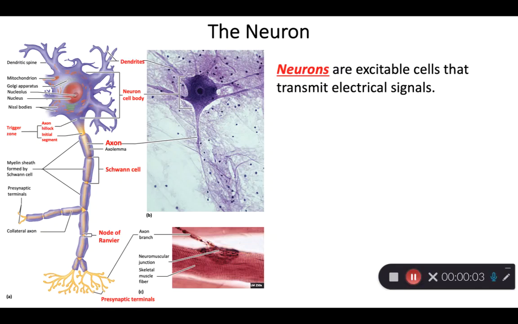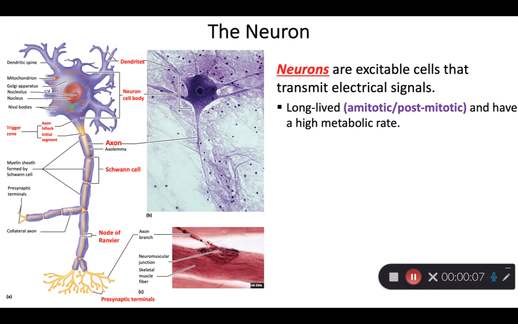Neurons are excitable cells that transmit electrical signals. They are long-lived and have a high metabolic rate. So long-lived means that, unlike other cells, we don't keep replacing them through mitosis. We form them early on in our life and they last with us, as long as their lifespan. And once a neuron dies, it cannot be replaced.